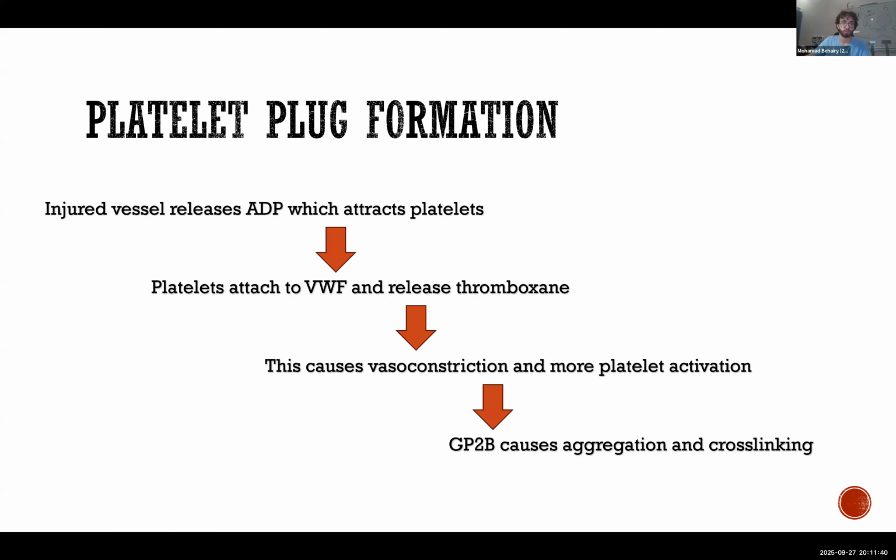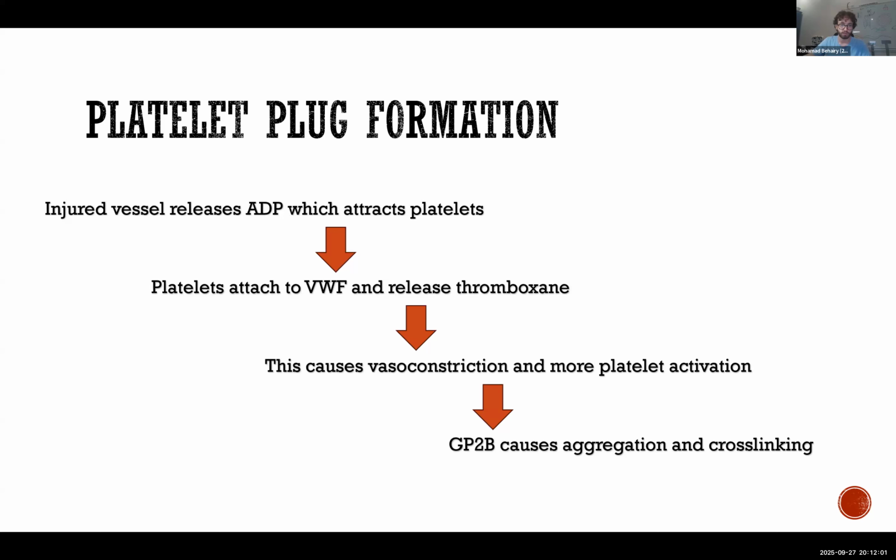GP stands for glycoprotein. It is a protein that contains glycogen or sugar. Thromboxane is released by the attachment of platelets to von Willebrand factor. Yes, that's one way you can release thromboxane. Where does glycoprotein 2B come from? It doesn't necessarily come from anywhere. It's found in the endothelium.